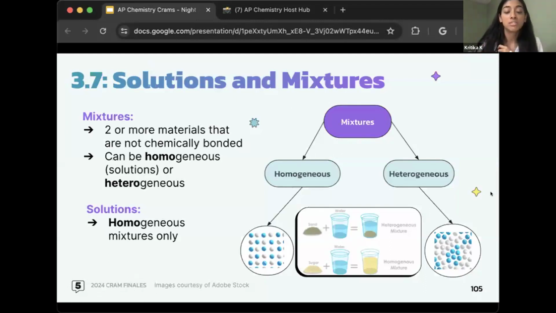Whereas if you look at a heterogeneous mixture, you're going to be able to differentiate between more distinct particles. So in this picture, you can see how there's a separation between the water and the sand in the heterogeneous mixture. Whereas at the bottom, you can't really tell a difference between the water and sugar in the mixture. They blend together to be uniform throughout the whole volume. So solutions are homogeneous mixtures only, and they are, once again, uniform in composition.